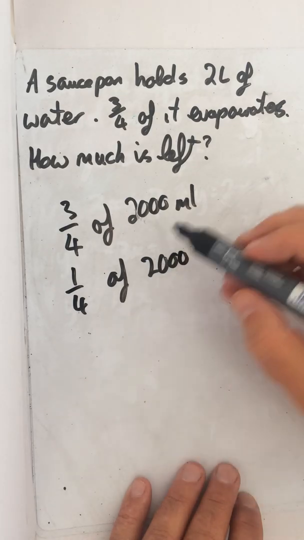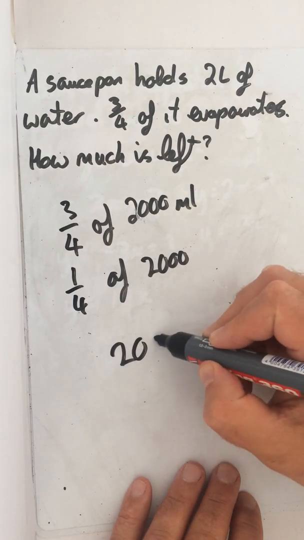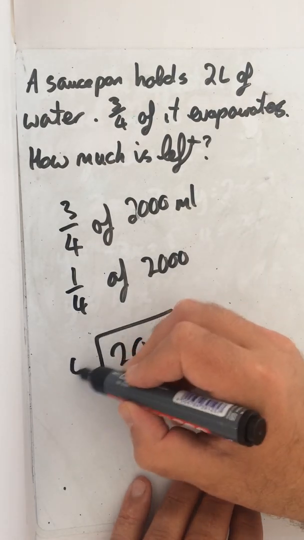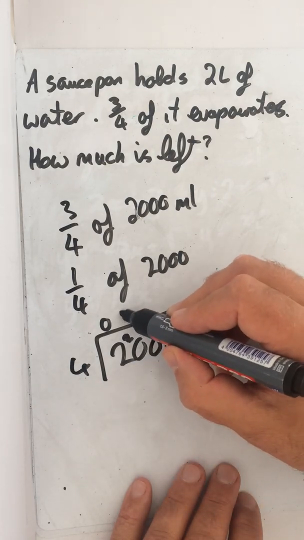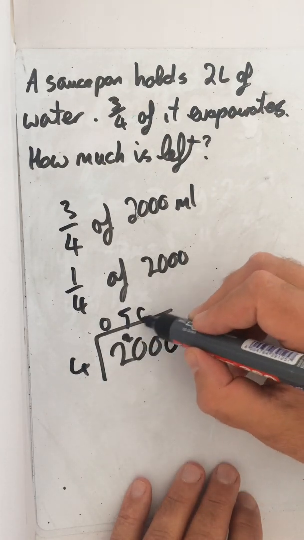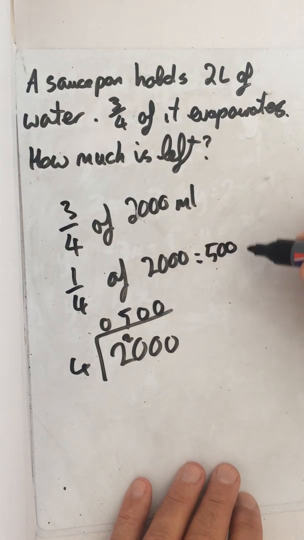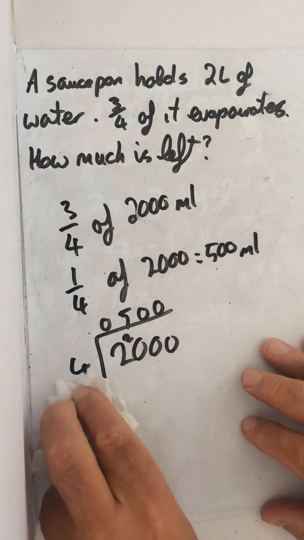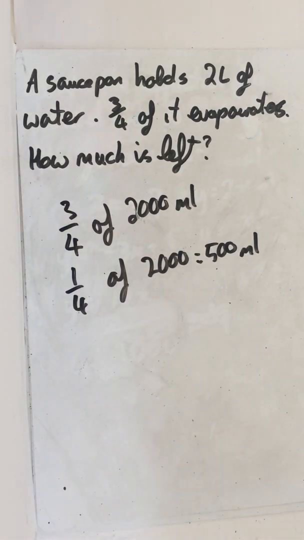If you can't do that in your head, and remember, to find a quarter, you just halve it and halve it again. But I'm going to just do the written method. How many 4s are in 2? None. Carry the 2. How many 4s are in 20? 5. How many 4s are in 0? 0. So it becomes 500. 1/4 of 2,000 is 500 millilitres.